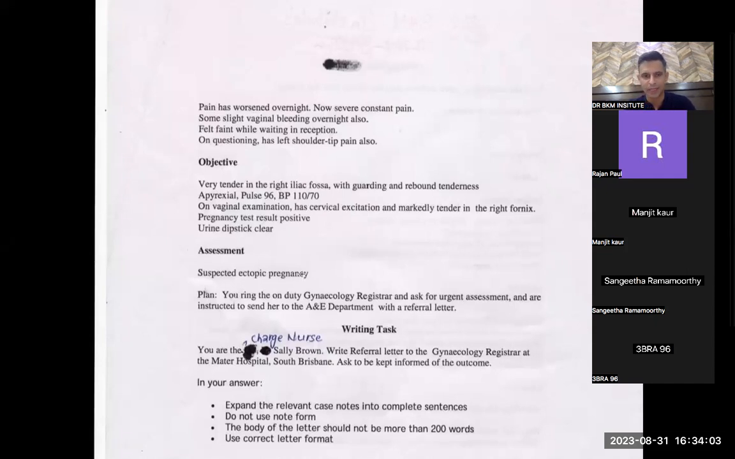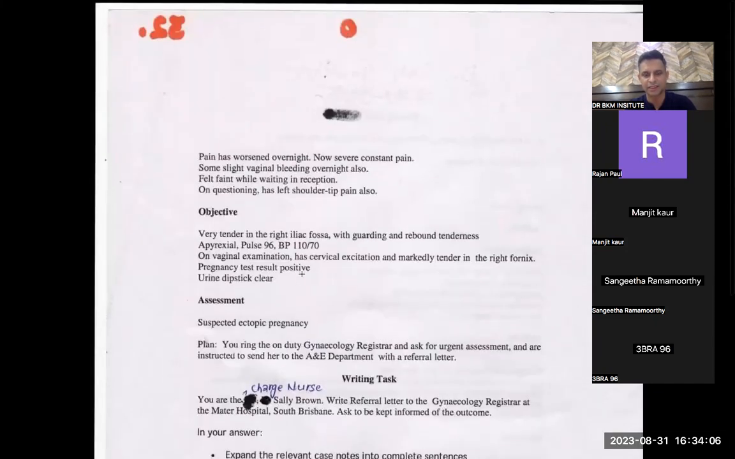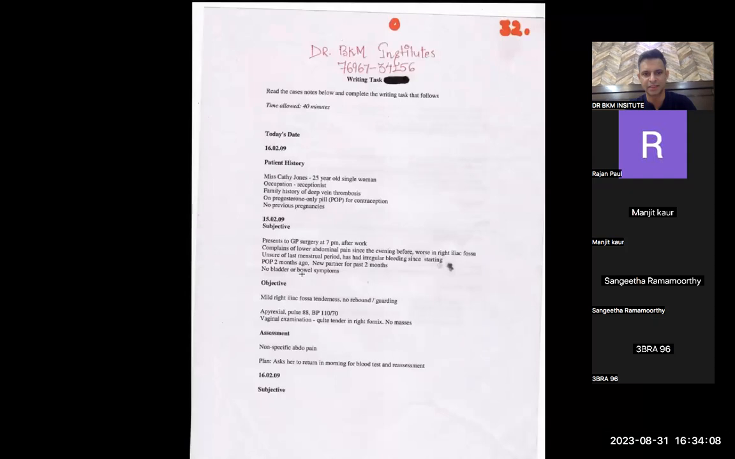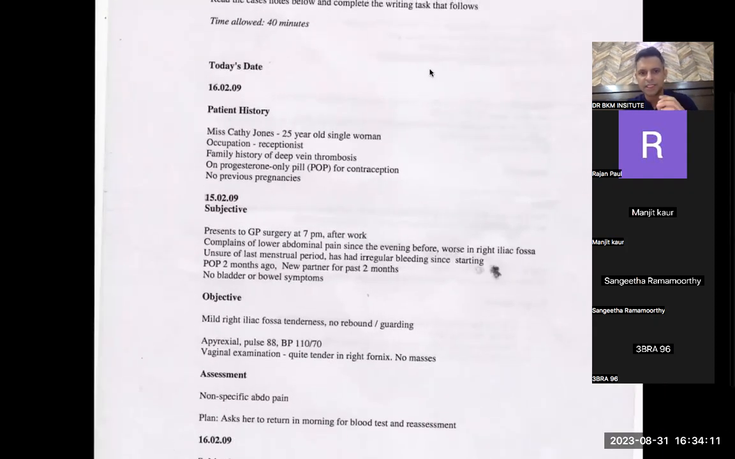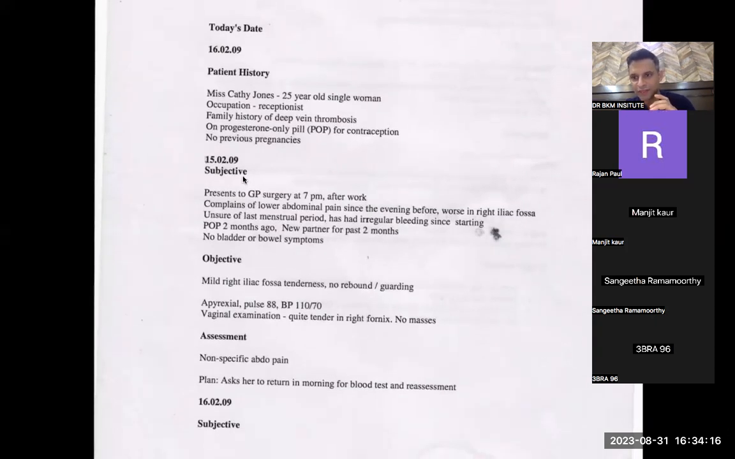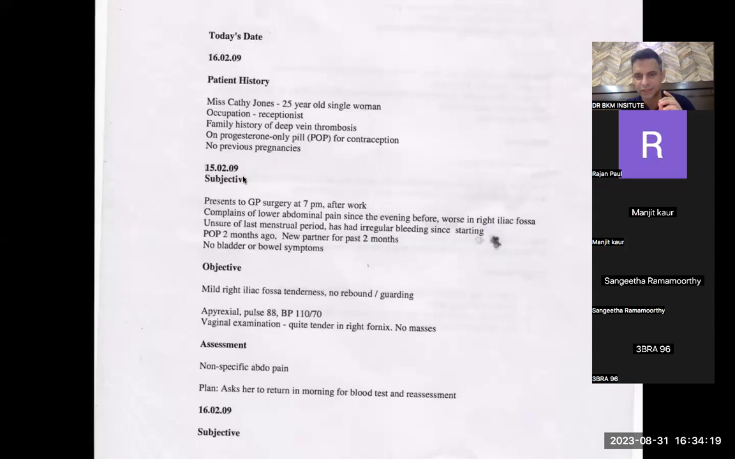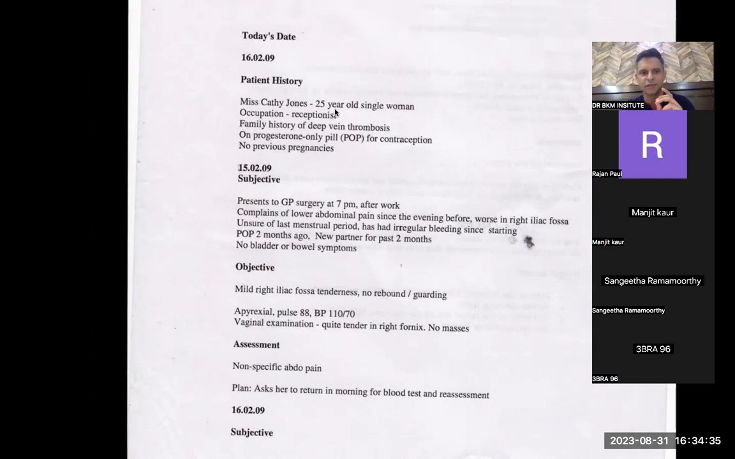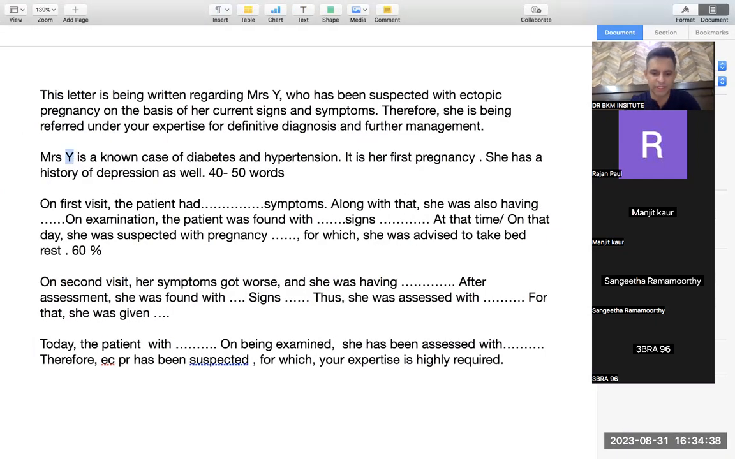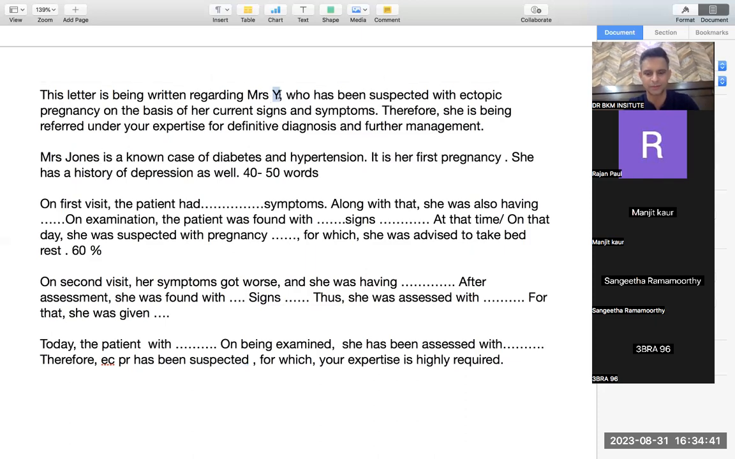So I will not like to change anything. Nothing at all. Second paragraph, social history and medical history. Let's go to the social history and medical history. Mrs. Kathy, and today's date is 16th February. Patient came to us on 15th February. So there are only two visits, meaning today and yesterday. Second paragraph of social history: family history of deep vein thrombosis, on POP pill for contraception, no previous pregnancy. This is her first pregnancy, 25-year-old single woman. So Mrs. Jones. I will change the name of the patient as well. I will write it Jones.